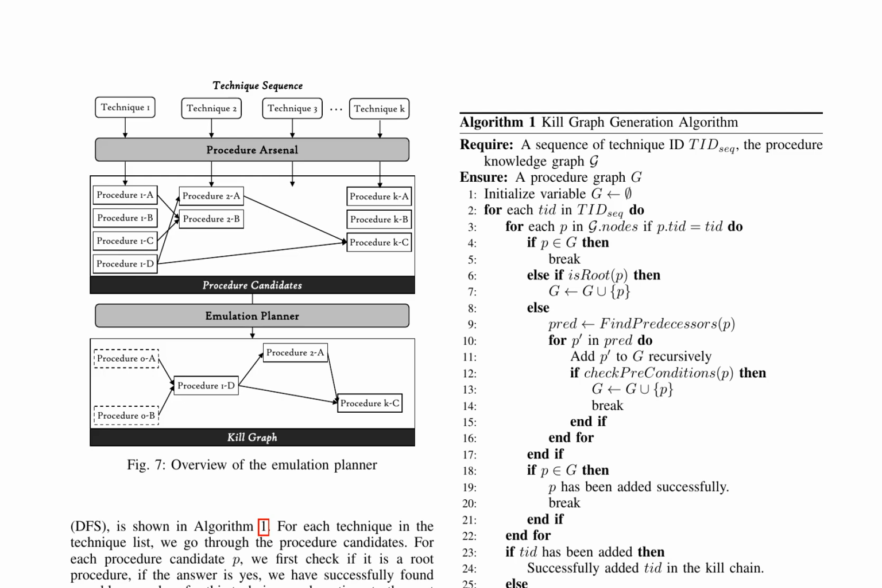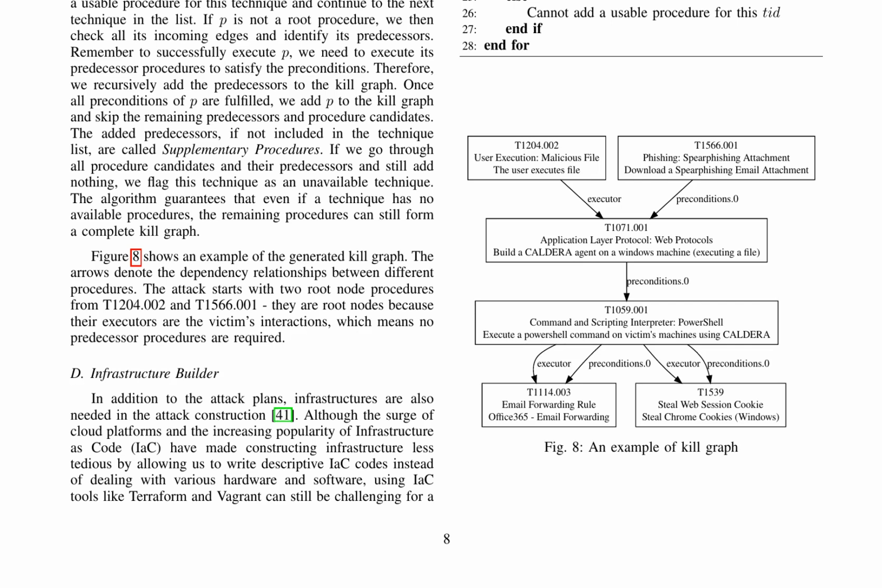The graph searching algorithm is based on depth first search, DFS, and is shown in algorithm 1. For each technique in the technique list, the algorithm goes through the procedure candidates, checks if they are root procedures, and identifies their predecessors. The algorithm recursively adds the predecessors to the kill graph, ensuring that all preconditions are fulfilled. If a technique has no available procedures, the algorithm flags it as an unavailable technique. The generated kill graph shows the dependency relationships between different procedures, with arrows denoting the dependencies. The attack starts with root node procedures, which have no predecessor procedures required.